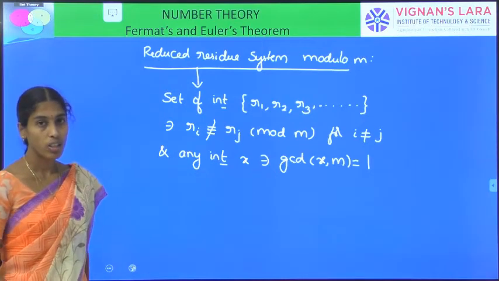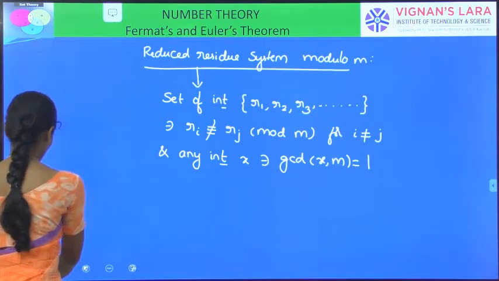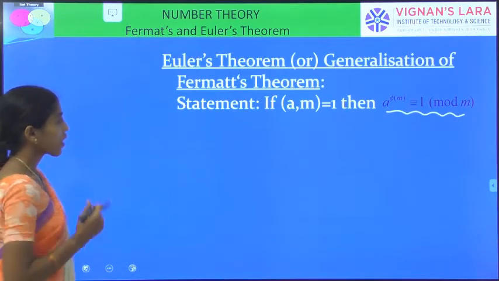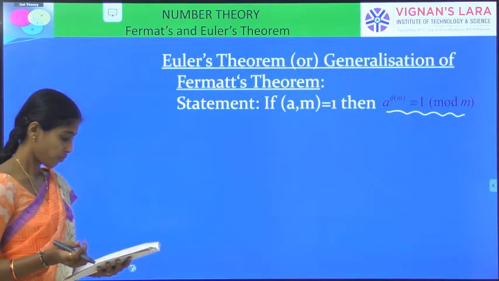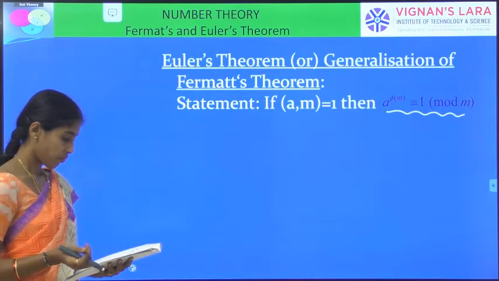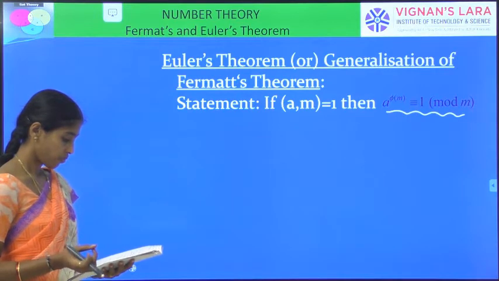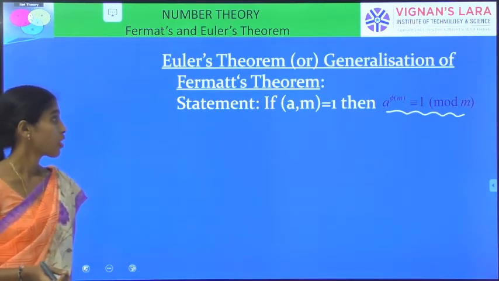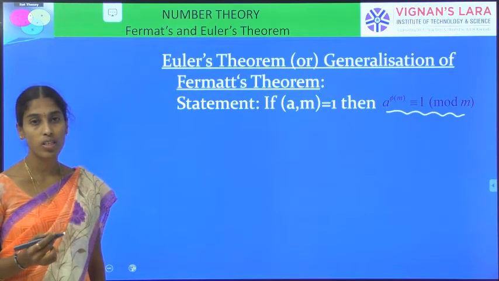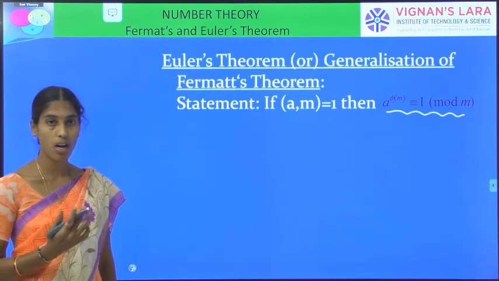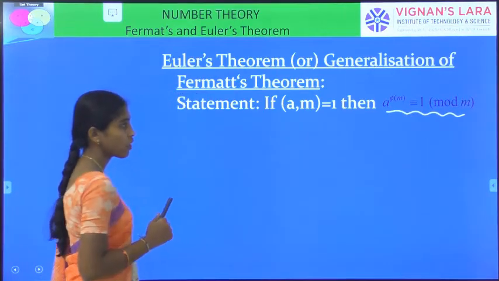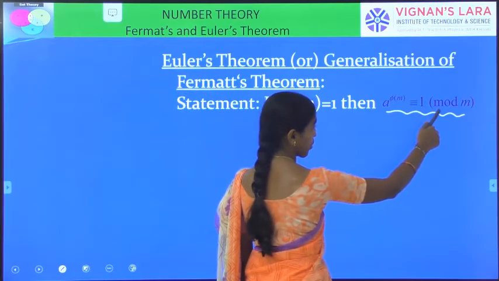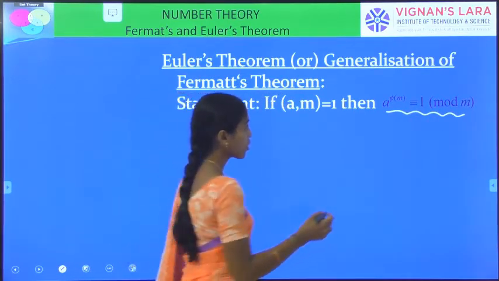Now see the definition, which is Euler's theorem or generalization of Fermat's theorem. The other name is Euler's, right? So what is the statement? If GCD of a comma m is equal to 1, then a to the power phi of m is congruent to 1 modulo m. You know what is phi of m?